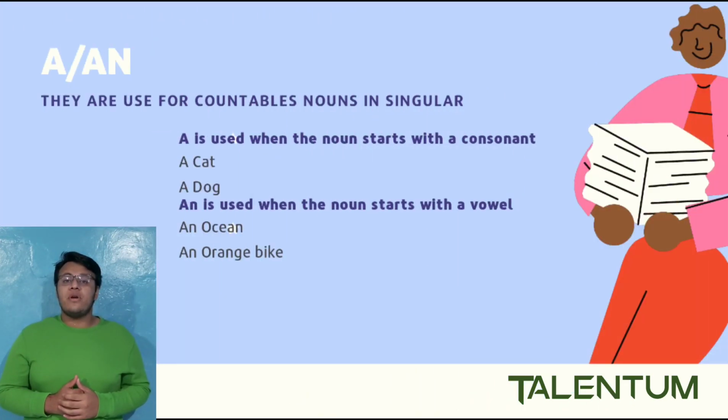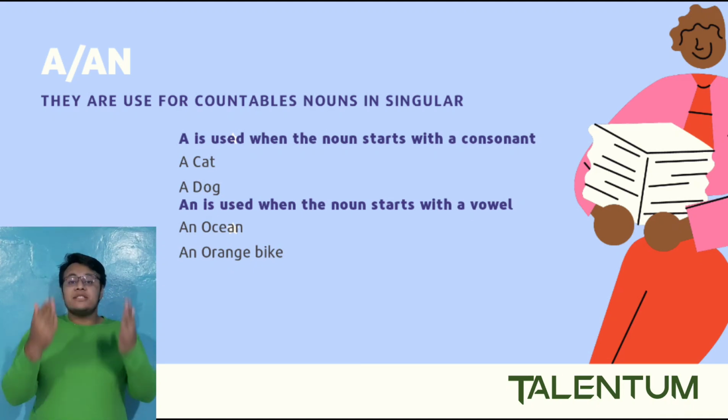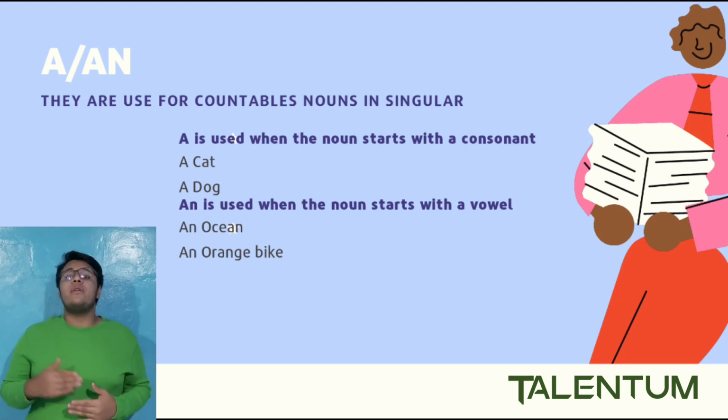As we have seen before, a and an are indefinite articles. A and an are used for countable nouns in singular. For example, as we have seen before, a is used when the noun starts with a consonant, for example, a cat, a dog. And an is used when the noun starts with a vowel, for example, an ocean, an orange spike.